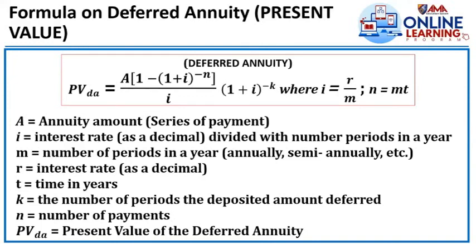So, PVDA is equals to A times the quantity of 1 minus 1 plus I raised to negative N all over I times the quantity of 1 plus I raised to negative K. That is the formula for deferred annuity, wherein I is equals to R over M and N is equals to MT. Wherein yung A natin is the annuity amount, I is the interest divided by the number of periods per year. So yung periods per year, annually, semi-annually, then yung R natin is interest rate, T natin is time in years, then ang K is yung delay.